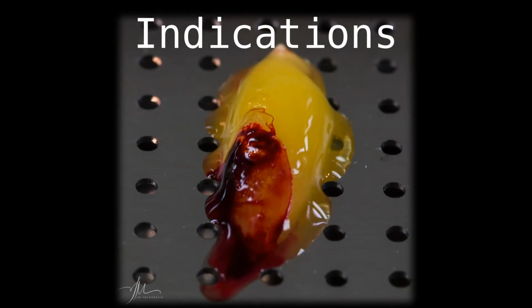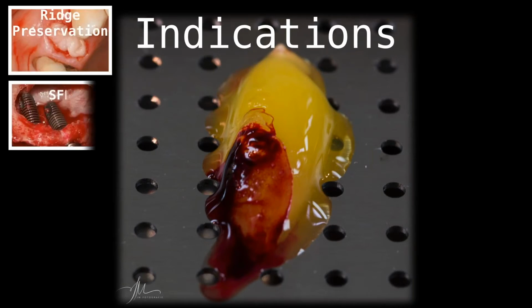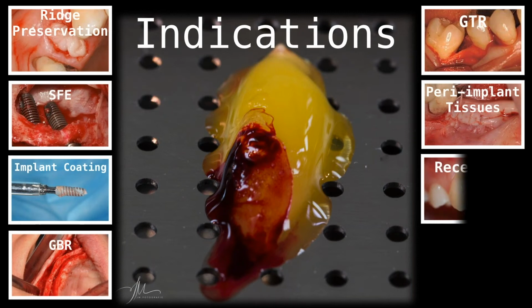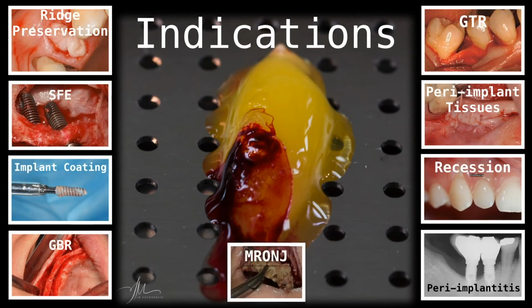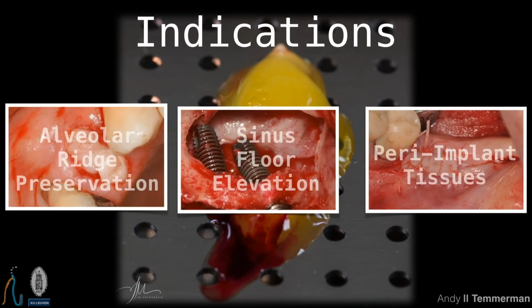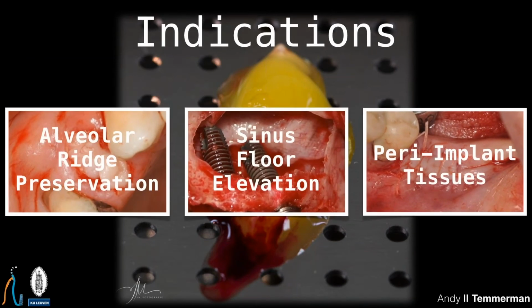So over time, PRF has been used in various types of treatments, from alveolar ridge preservation to sinus augmentation procedures, to bone regeneration, soft tissue surgery, even peri-implantitis treatment and medication-related osteonecrosis of the jaws. Now we don't have the time to go over them all, so I've just chosen a couple of topics which we will briefly discuss. We will talk about the use of L-PRF in alveolar ridge preservation, in sinus floor elevation procedures, and in soft tissue augmentation around implants.